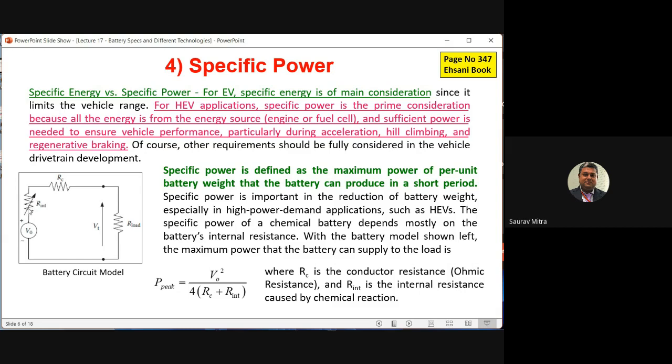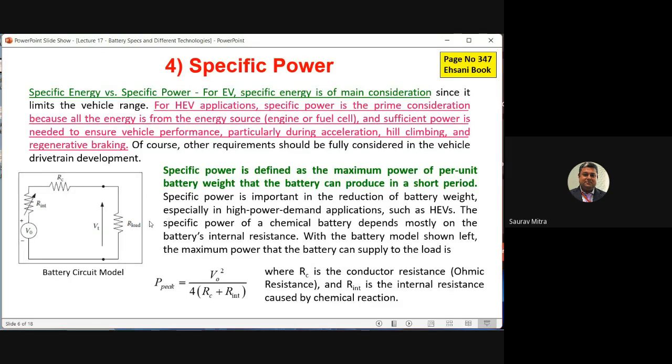Okay, that is the internal resistance which is caused by the chemical reaction. RC is the conductor resistance. Whatever wires and all those things are connected have a resistance, and the value of RC is actually very small. And we know as per the maximum power transfer theorem that if R load is equal to RC plus R int, in that case maximum power will be transferred from the source to the load.